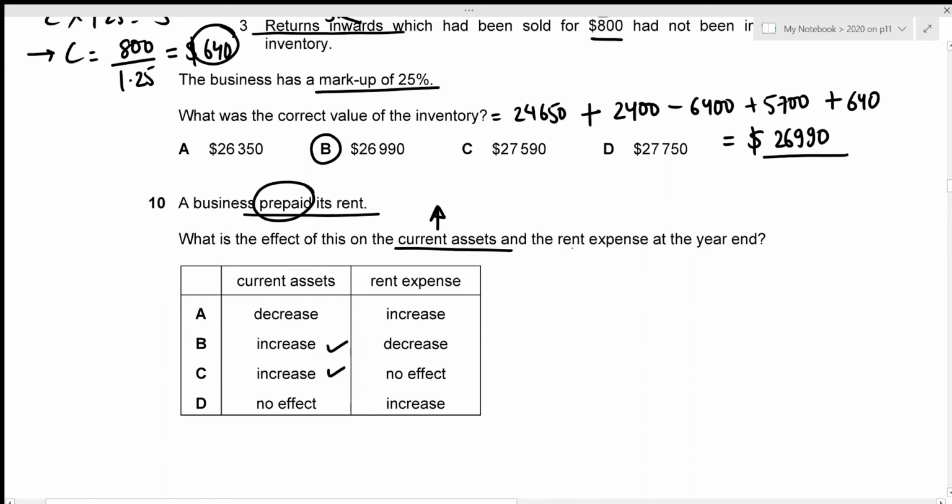Then we have rent expense. So when calculating the rent expense at the end of the year, we actually do not include the prepaid rent, which means that we need to deduct the prepaid rent. So that's a negative, which means that it decreases the rent expense, right? And decrease is given in option B. So the correct answer for this question will be B. Now we can move towards question number 11.